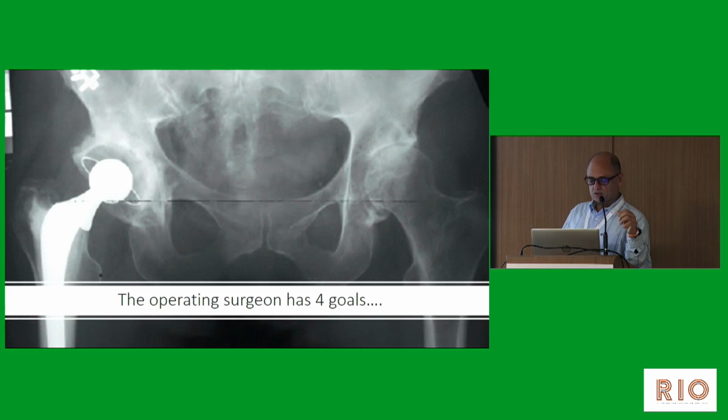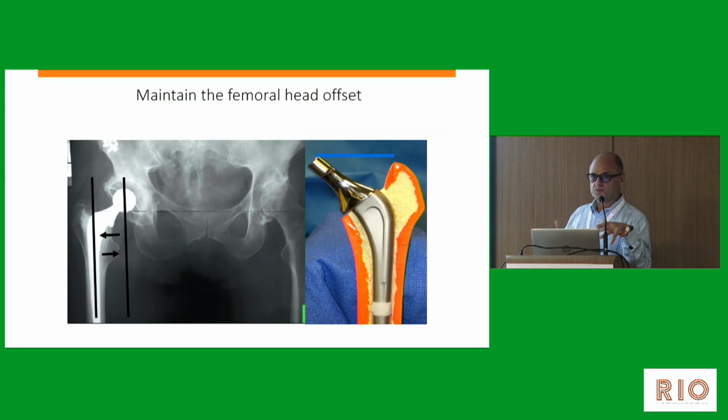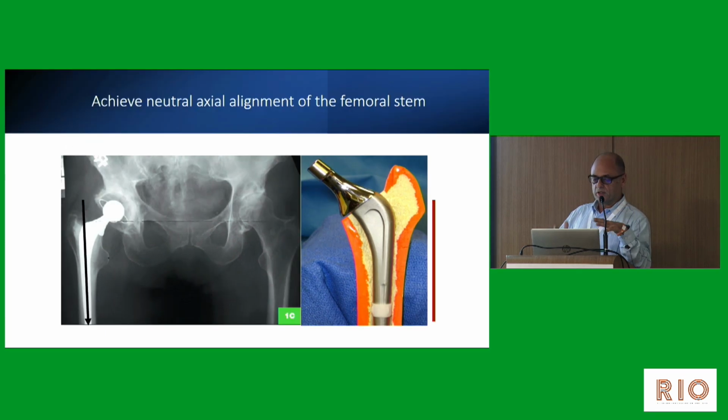So operating surgeon has four goals. Whenever you think you need to restore the length, you need to maintain the femoral head offset, and you need to get a good access. So all this, if you achieve, that itself would probably give stability. That's why I said it is all preemptive. So once you are committed to something, then you have to only look for stability. Whether it is lengthening or shortening, you have to commit to that.